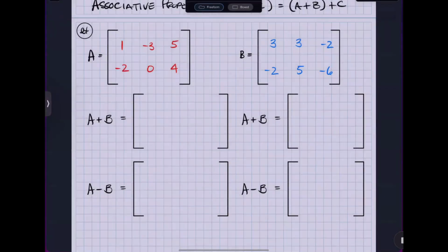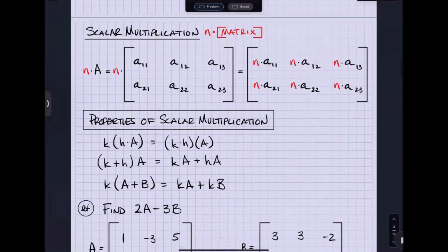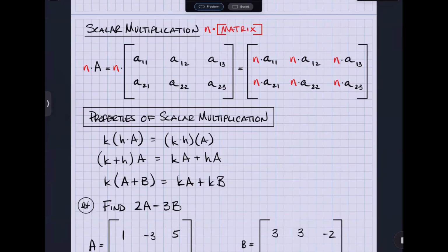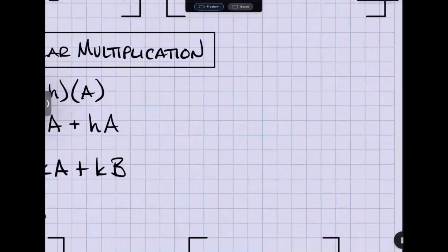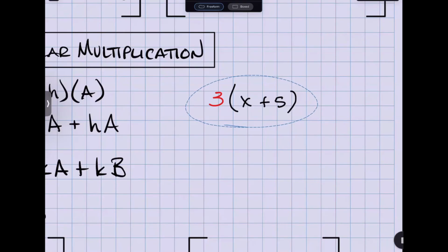Next thing is called scalar multiplication. Scalar multiplication is just like distributing, right? So if we were to do 3 times x plus 5, what would you do? You distribute it, right? The x gets the 3, the 5 gets the 3. Is that right? This is exactly the same thing, but this is now, instead of distributing, it's just called scalar multiplication.